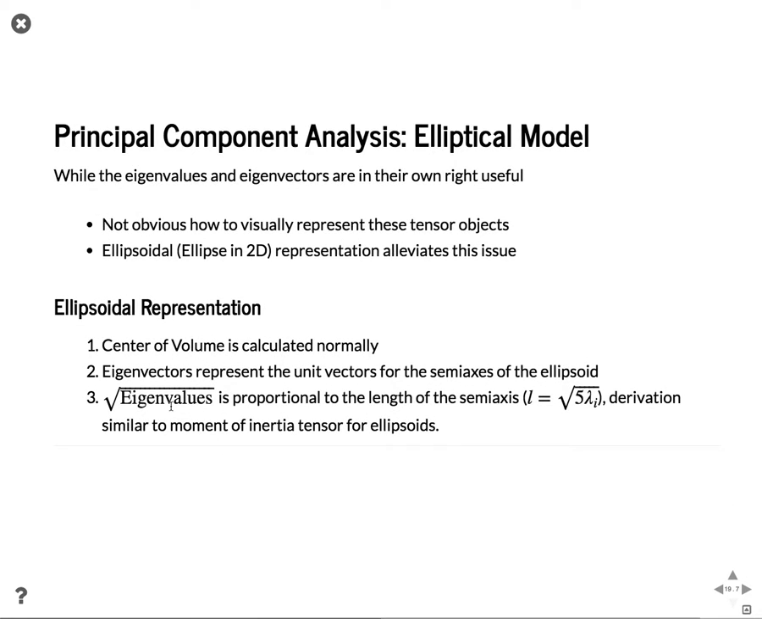So this can be looked at as an ellipsoidal representation, where you draw an ellipse around the object and you use the square root of the eigenvalues as the length of the semi-axis. And so you can then make an ellipse from any collection of pixels that you have by performing this principal component analysis and then drawing the ellipse with these appropriate values.